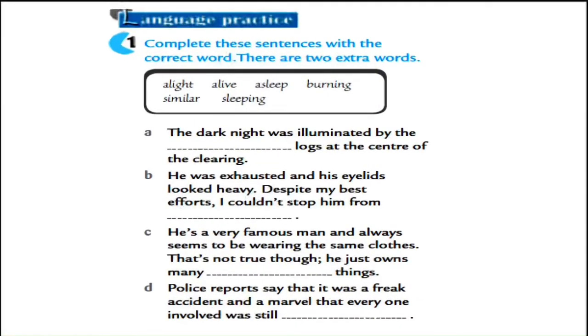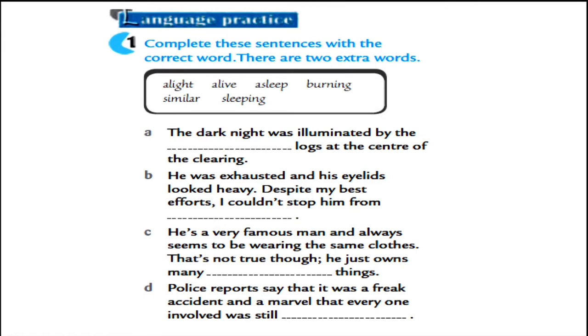So our first exercise is language practice. Complete these sentences with the correct word. There are 2 extra words. This means we're not going to use them all. So here we have 4 sentences from A to D, and we have 6 adjectives. Here we have light, alive, asleep. Okay, so adjectives starting with A, and we have burning, similar, and sleeping.